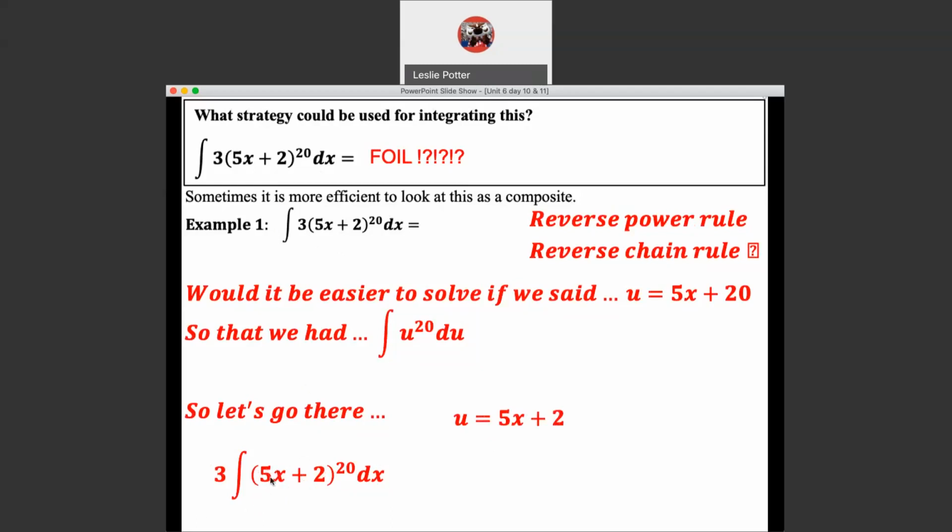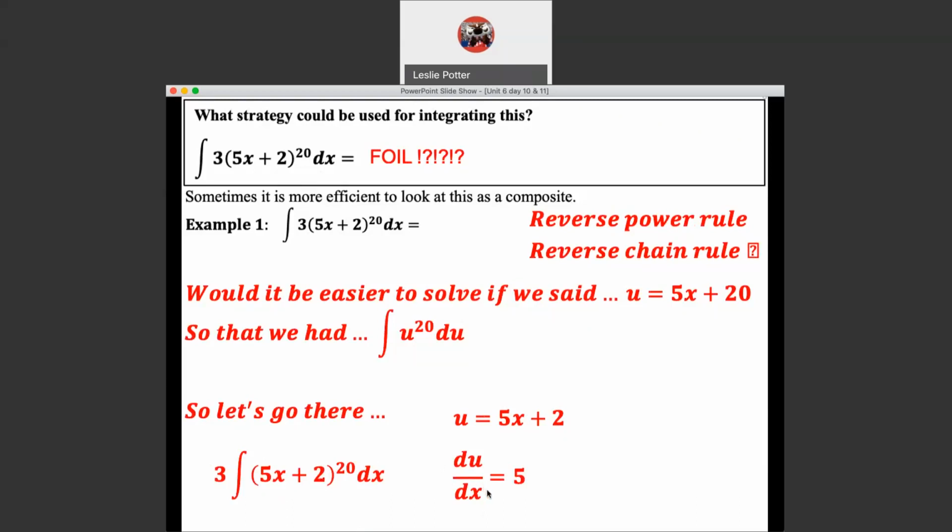But the problem is if we put a u here, then this differential has to be in terms of u as well. And so the way we get that connection is we go back to this inner function and say, well, I can differentiate that. That's pretty straightforward. And now I have a dx and a du, and I can substitute out the dx just like I substituted out the 5x plus 2. So this is how we do this.